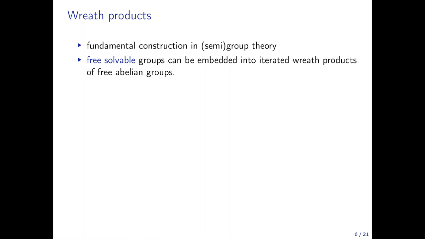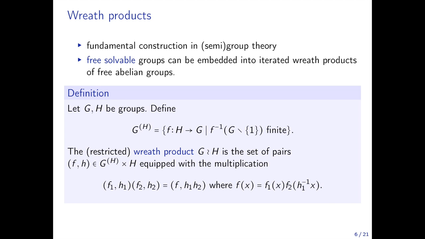So here's a definition of the wreath products. Assume we have two groups G and H. Then first we need to define the set G to the H, which is the set of all functions f from H to G, which have finite support, meaning that only a finite number of elements from H are mapped to the non-identity.